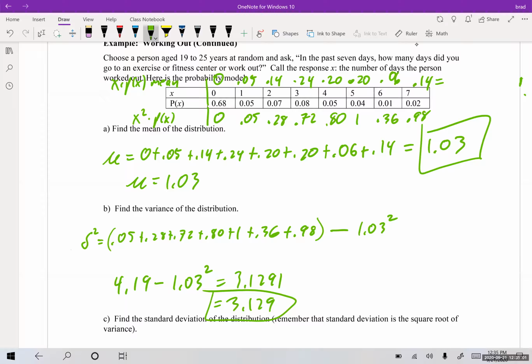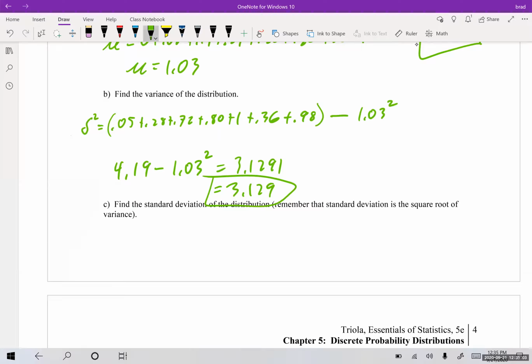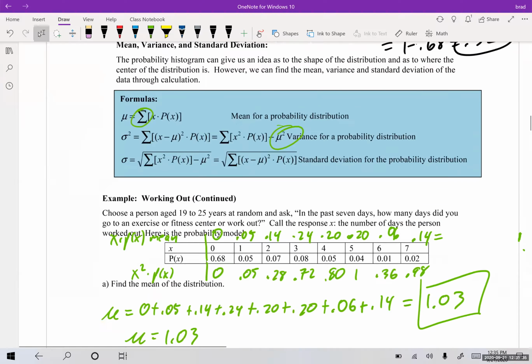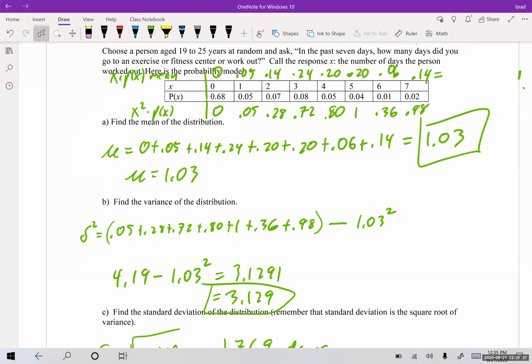Now, what if they ask us for the standard deviation? Remember, standard deviation is just the square root of 3.129. Second function, square root of 3.129. And I get 1.7688. So I'm going to call it 1.769 days. Okay, so that's how you can find the standard deviation, the mean, and the variance all by hand. And you just use these three formulas. And again, you don't want to do this a bunch, but this is how you could do it.